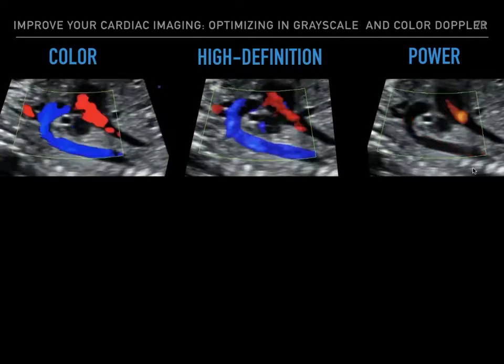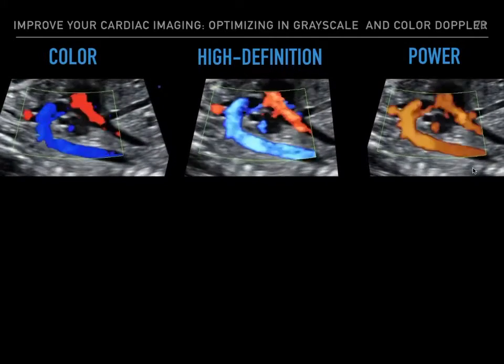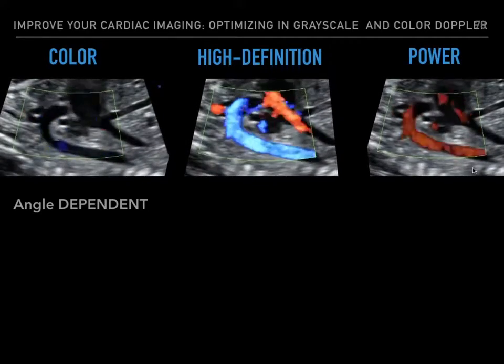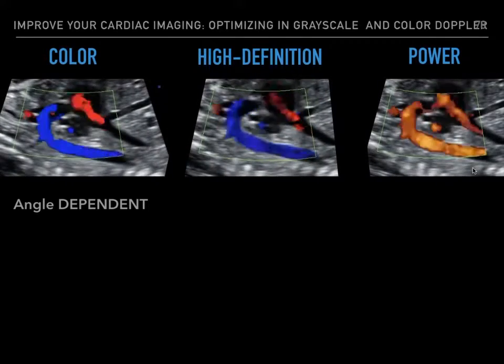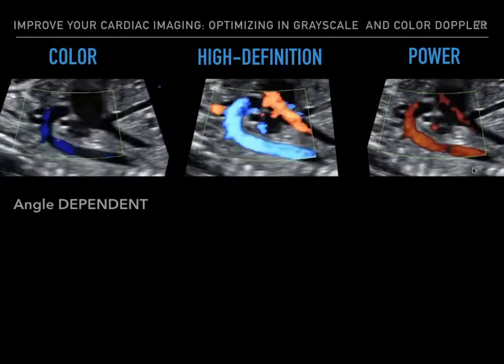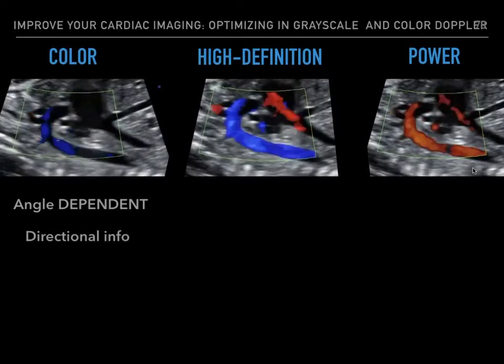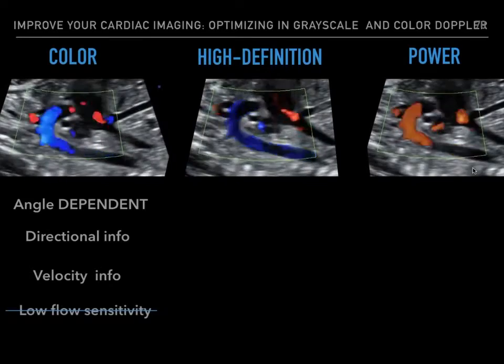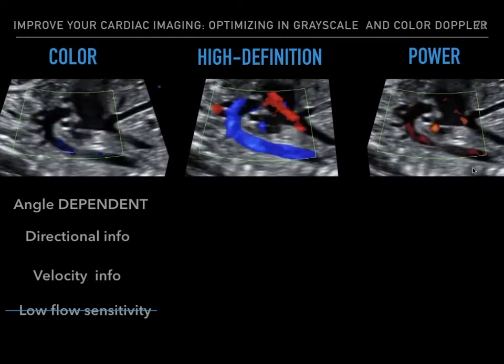So before we begin discussing more about high definition Doppler and its uses, let's differentiate between the three Doppler techniques. So color Doppler, as we all know, is angle dependent on the angle of incidence of the ultrasound beam with the direction of flow. This can be a major limitation of color Doppler in comparison with the other two, especially for structures that are at an increased angle to direction of flow. Color Doppler also provides directional information and velocity information, which provides qualitative and semi-quantitative hemodynamic information. And the disadvantage is being unable to detect low flow sensitivity.